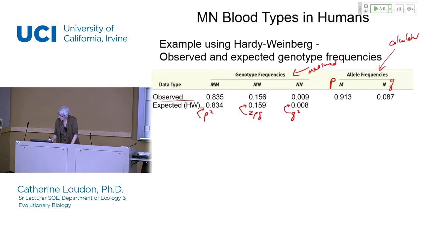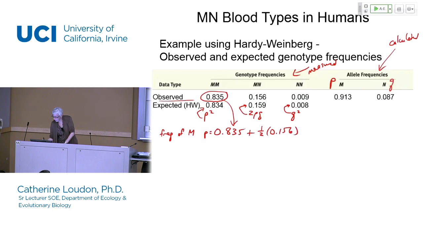Well, let's start with calculating P. That's the frequency of M, which is P, and so this equals what? We can take this right from the percentages. So there's 0.835 plus half of the heterozygotes, right? So there we go. There's that number right there.